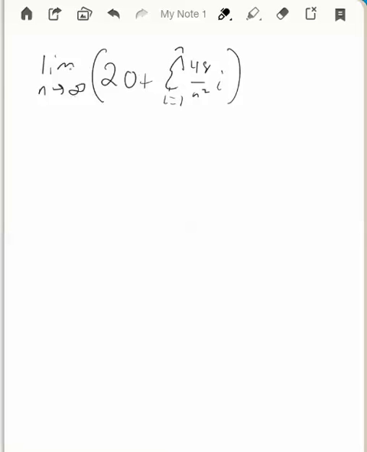Okay, so yes, the limit as n goes to infinity doesn't affect the 20. We'll have to deal with that over here. So I have 20. So far, there's definitely 20 as part of my area. So 20 plus the limit as n goes to infinity for this part right here.